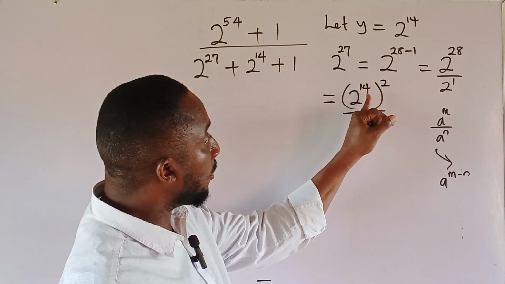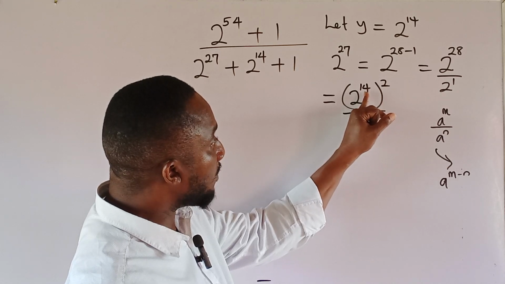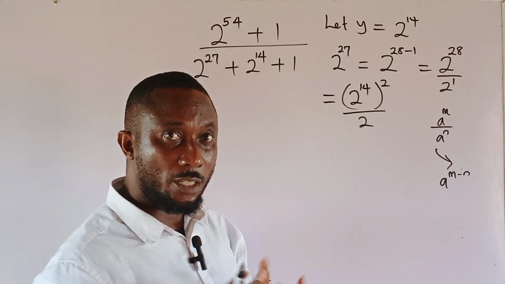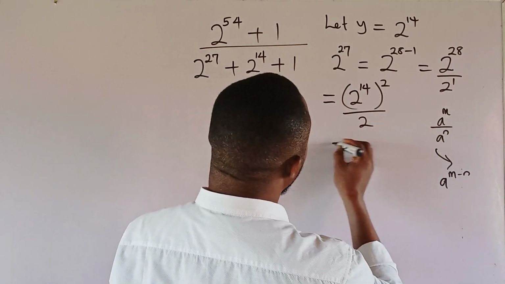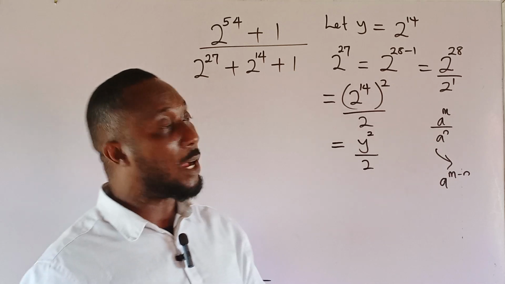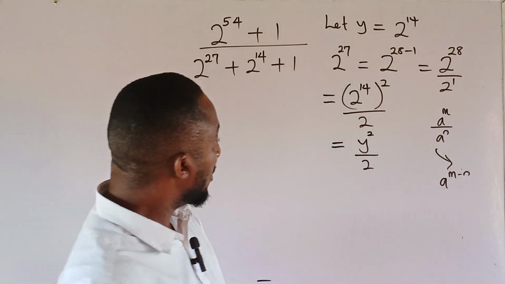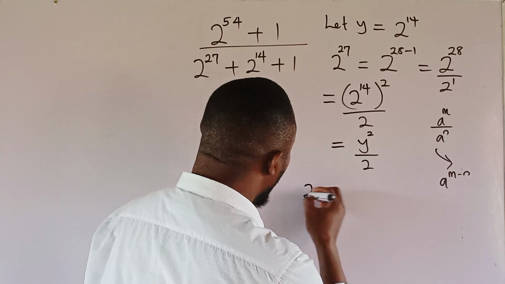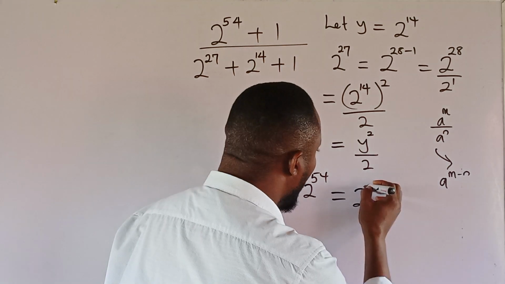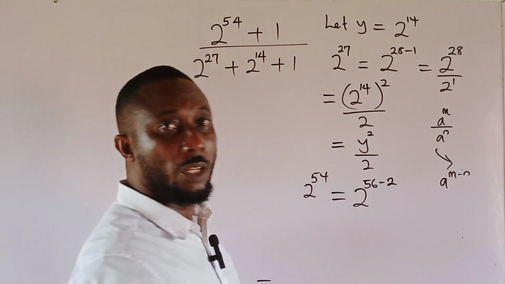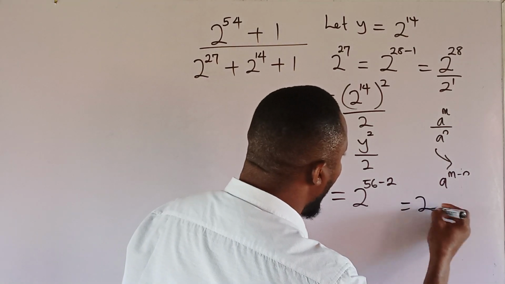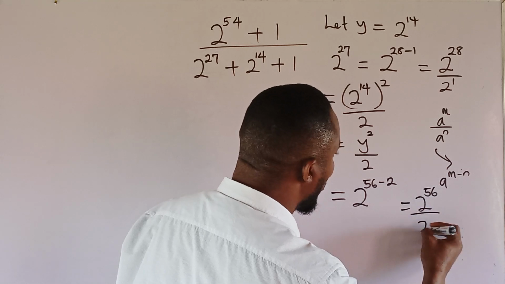Here, from the power rule of exponents, if we have a power raised to another power, we multiply the powers. So 14 times 2 is 28. Nothing has been altered. So this is actually y squared all upon 2, because y is 2 to the power of 14. Similarly, we can do this for 2 to the power of 54, which can be written as 2 to the power of 56 minus 2. If we do the same thing, we have 2 to the power of 56 all upon 2 squared.